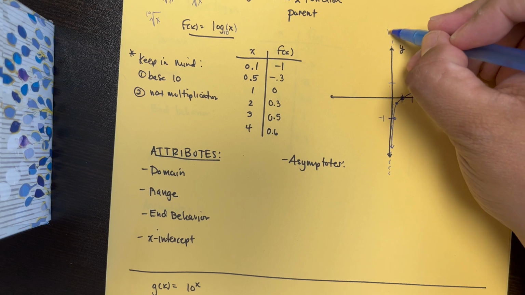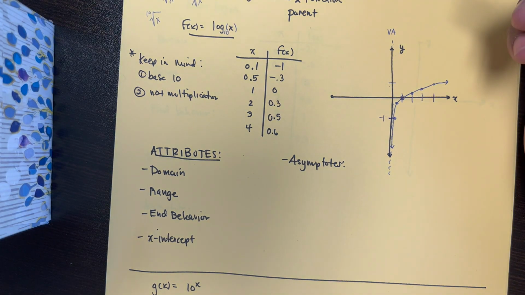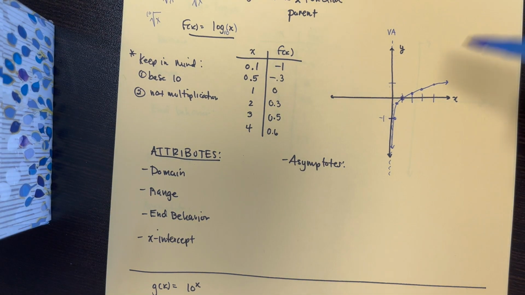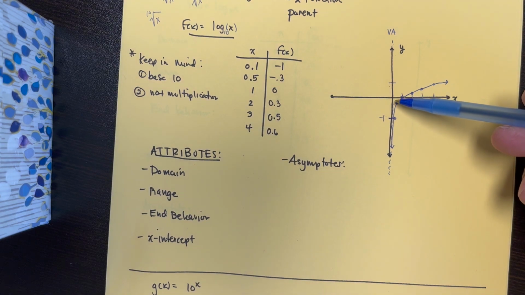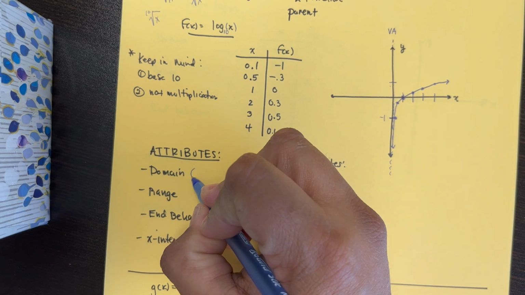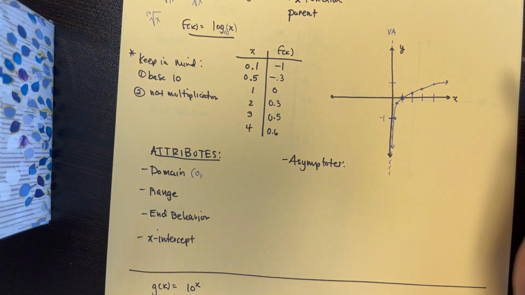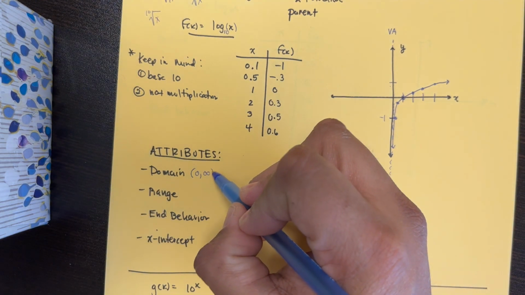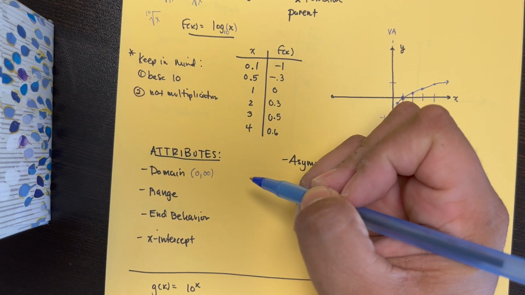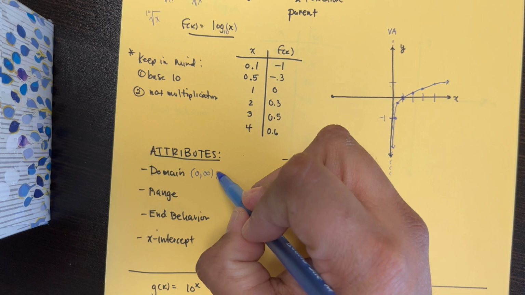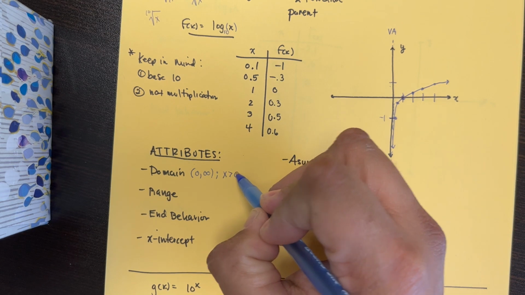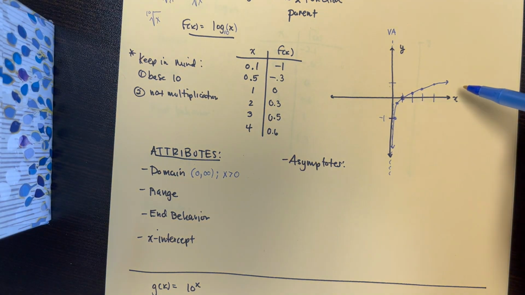And I put a dotted line to denote that it's a vertical asymptote, a VA. Okay, so it doesn't go past that and doesn't even touch that line. So the boundary is 0, but it doesn't include 0. So I'm going to put parentheses so that I don't include 0, and it goes to the right forever. So it's going to be all the way to infinity. So from 0 to infinity, not including 0. Another way of writing this is x is greater than 0. So anything greater than 0 is the domain.